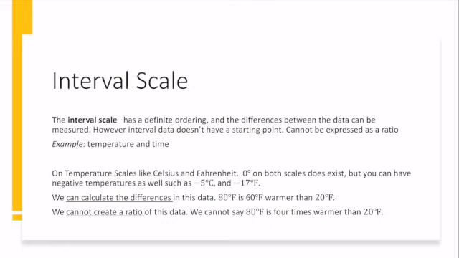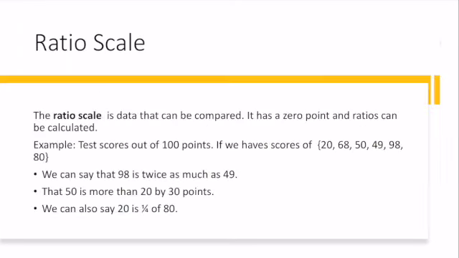Interval scale is quantitative data, okay? It has a definite ordering, but the difference is it doesn't have a starting point. So we can't make ratios. Examples of that are temperature and time. There's not an absolute 0. There's not a set start of time, and with temperature, even if we say it's 0 degrees Fahrenheit or Celsius, right, we can still have negative temperatures. So this is interval data.